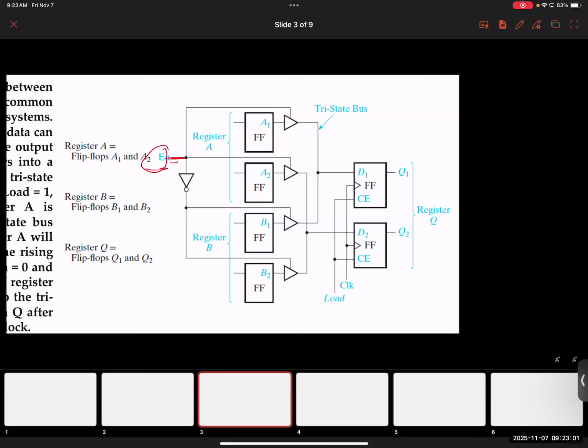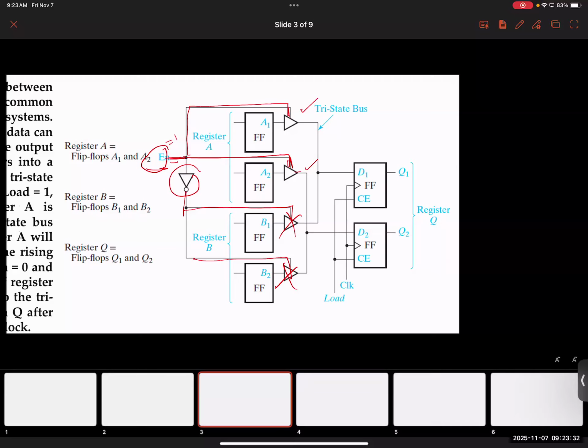First, imagine you set enable equals 1. So this tri-state buffer gets 1. The other tri-state buffer gets 1 as well. So these two tri-state buffers are activated. However, notice you take an inverted version of the enable and provide it to the other tri-state buffers for B. So the output of the B flip-flops will be decoupled from the bus. So it's no longer going to change anything. So the only thing that is connected to the bus now is the output for A.